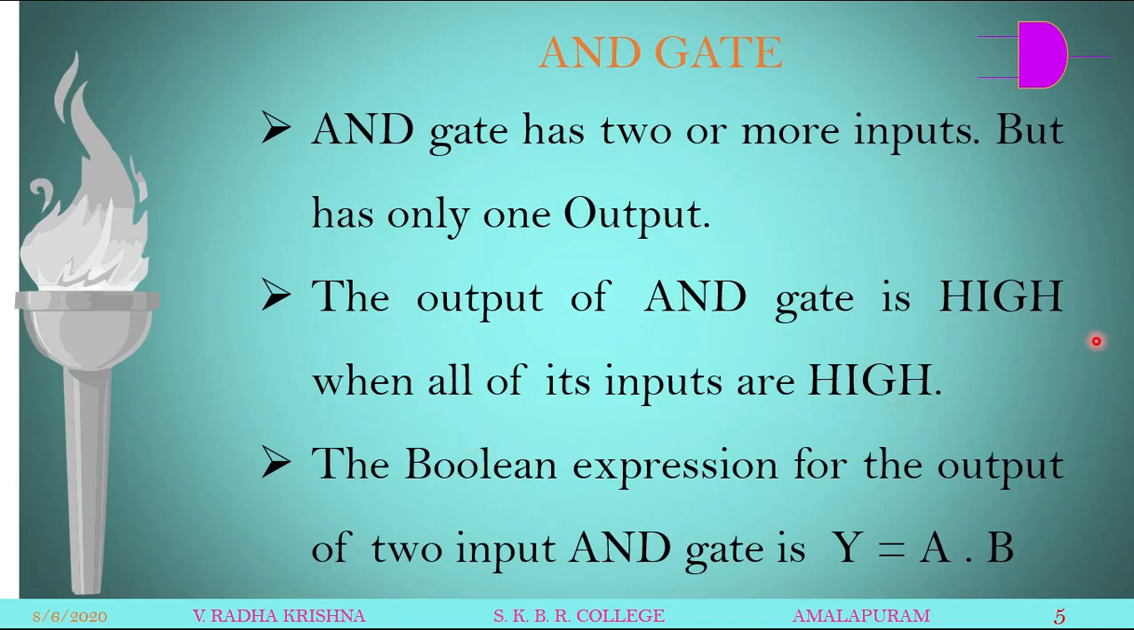Every gate follows a certain condition. The condition for the output of an AND gate is that when all inputs are high, its output will become high. In general, we express the output of a logic gate with an expression called a Boolean expression. The Boolean expression for a two input AND gate is Y = A AND B. Here A and B are the inputs and Y is the output. Hence, the expression for the output of an AND gate is Y = A AND B.